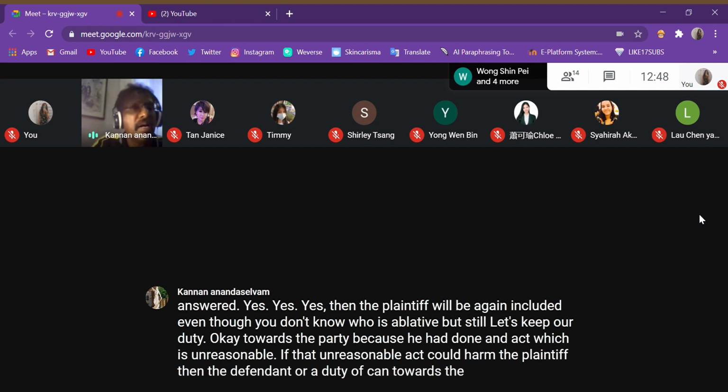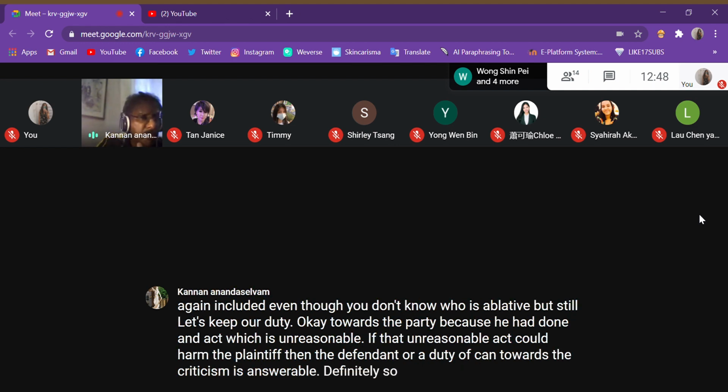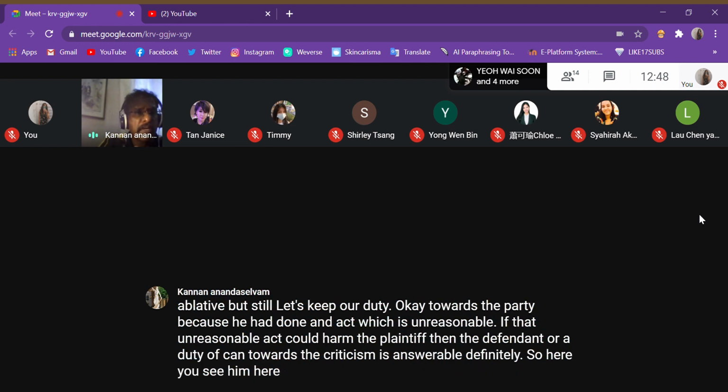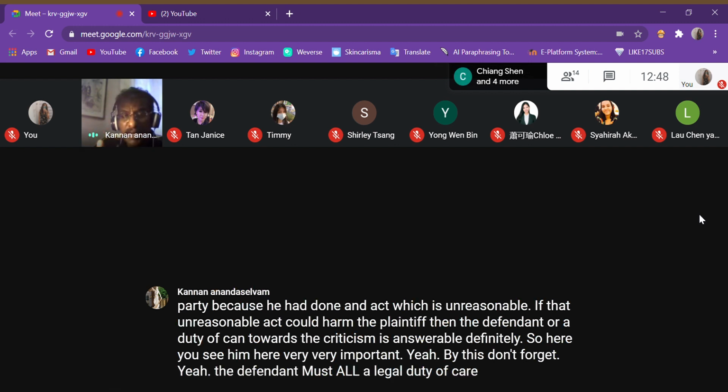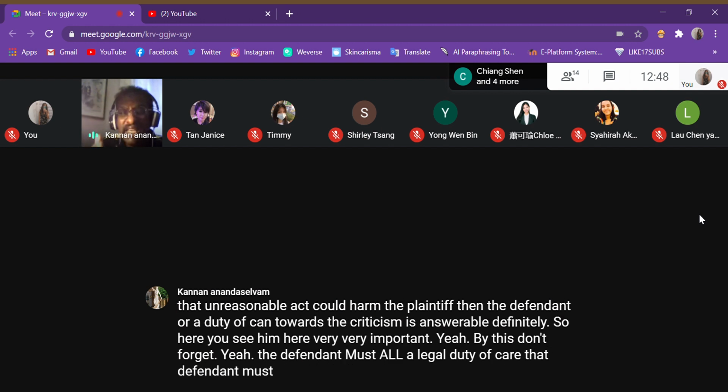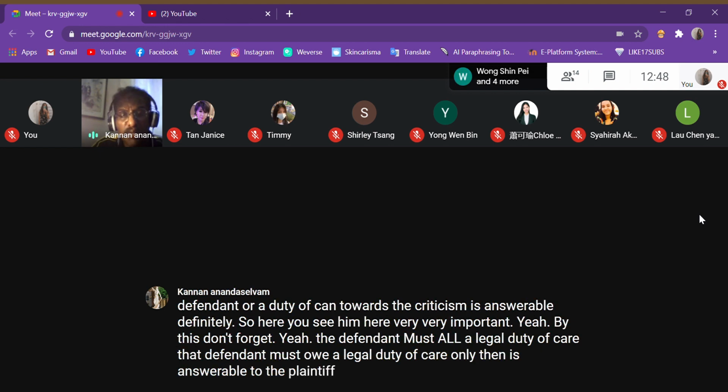That means he's answerable to the plaintiff. So here, very, very important, bear this in mind, don't forget. The defendant must owe a legal duty of care. Only then is he answerable to the plaintiff. Legal duty of care. Okay, example.